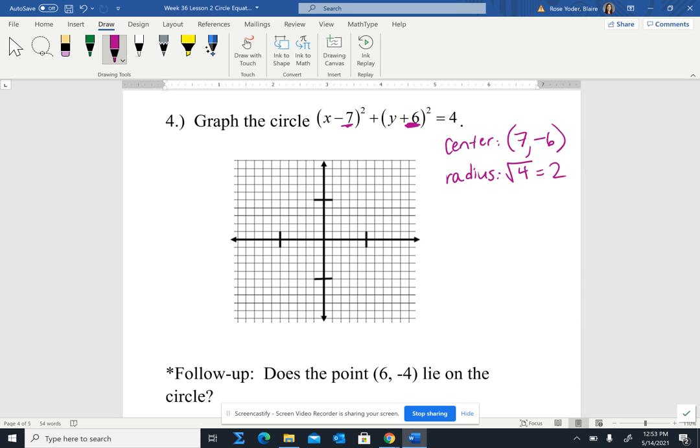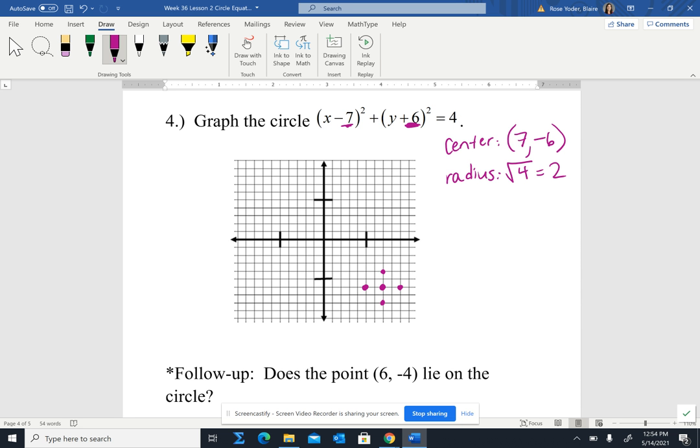So I'm going to plot the point 7, -6. It's my center. It's not a point on my circle, but it's a point at the center of the circle. Then I'm going to go 2 units in every direction because that's the radius. So I go up 2, make a point. I go down 2, make a point. I go right 2, plot a point, and left 2, plot a point.